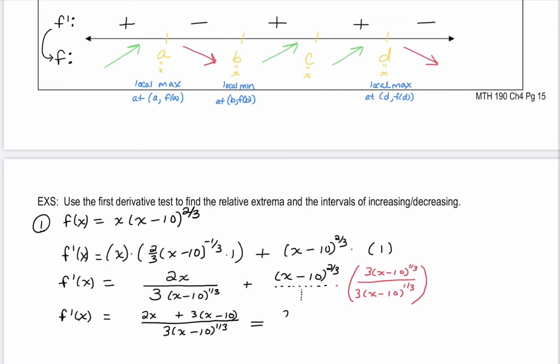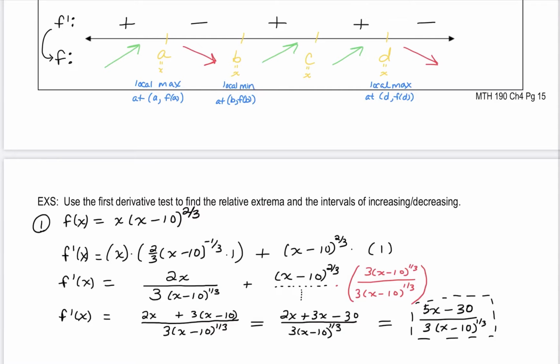And so just kind of finishing out this simplification process, I would simplify my numerator, so we can certainly distribute through that 3, and then that'll put us in a position where we can just combine our x terms in that numerator. So it looks like we're going to have a 5x minus 30 all over our 3 times the x minus 10 to the 1/3, or if you prefer, a cube root. Okay, so this is a pretty good looking form here for our f prime. So we have found and now simplified our f prime.